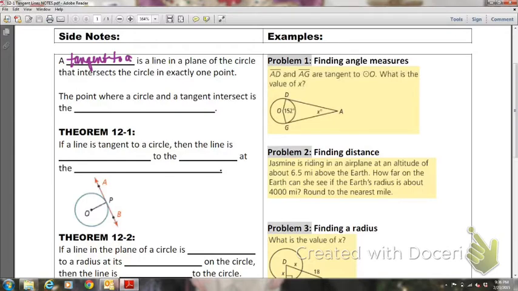We're going to use the symbol for a circle, which is a circle with a dot in the middle to represent the center of the circle. A tangent to a circle is a line in a plane of the circle that intersects the circle in exactly one point. Now, the point where the circle and the tangent line intersect is called the point of tangency.